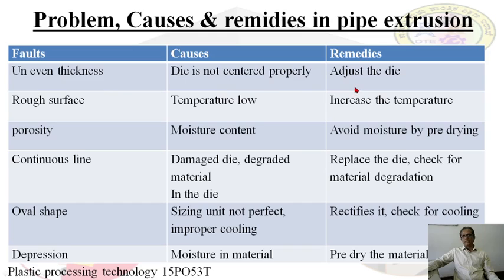What is the remedy? We have to adjust the die, then check again. After that you can confirm whether it is okay or not. If it is not okay, then again we have to adjust and check. That way the thickness of the pipe can be maintained the same throughout the circumference of the pipe.